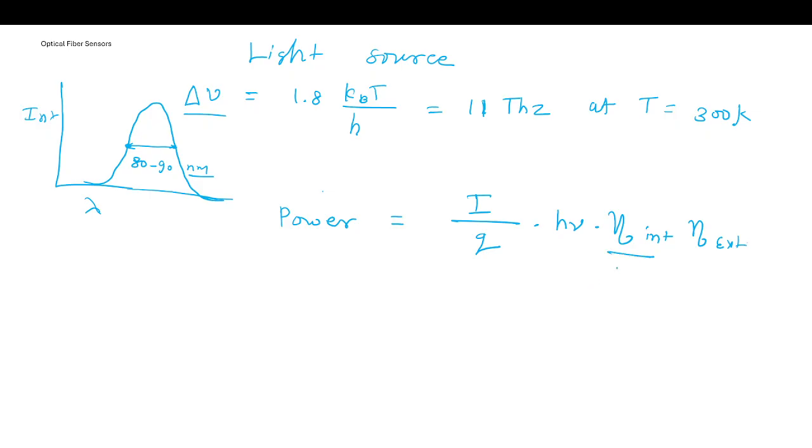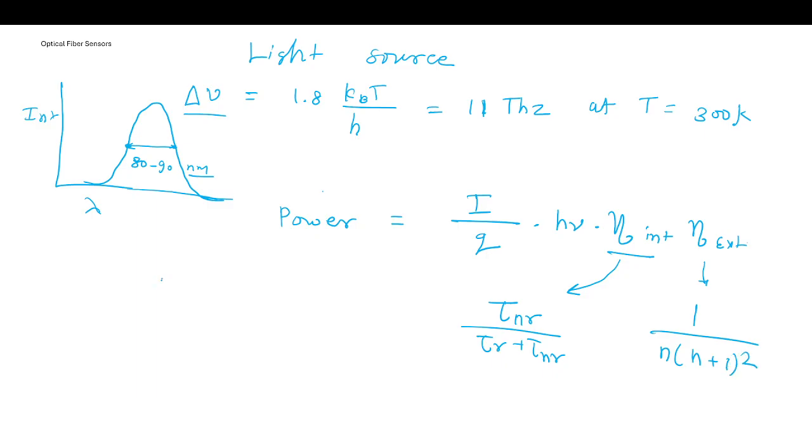So internal quantum efficiency, how will we calculate it? You must have tau divided by tau r plus tau non-radiative. Then external efficiency will depend on the refractive index, n plus 1 squared.